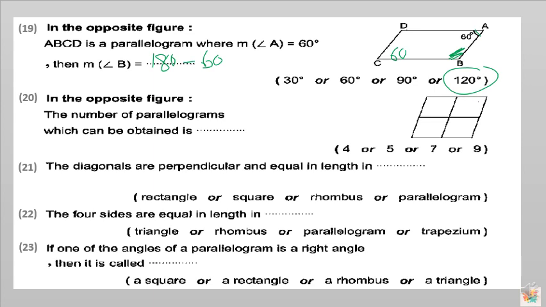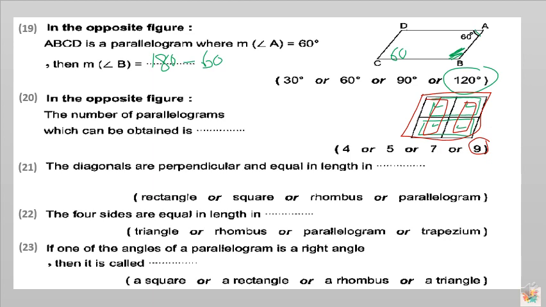Number 20, the number of parallelogram which can be obtained is from here. It's 1, 2, 3, 4. This 4 is small. Then 5, 6. Then change the color. 7, 8. And the big one is 9. So we have here 9 parallelogram that we can obtain from this one.